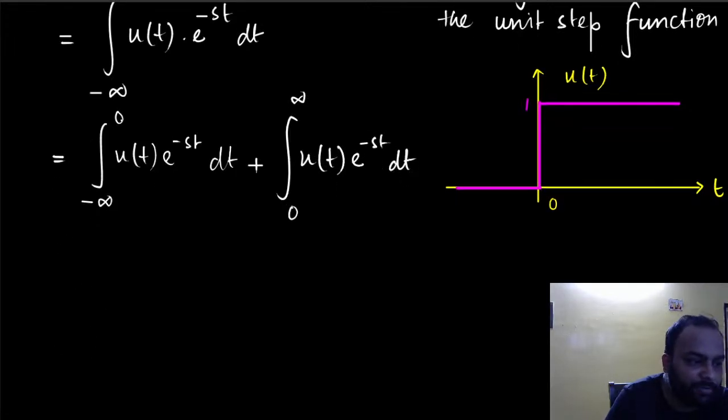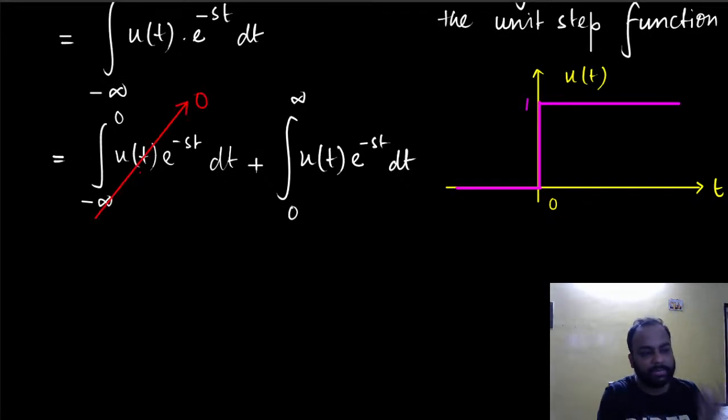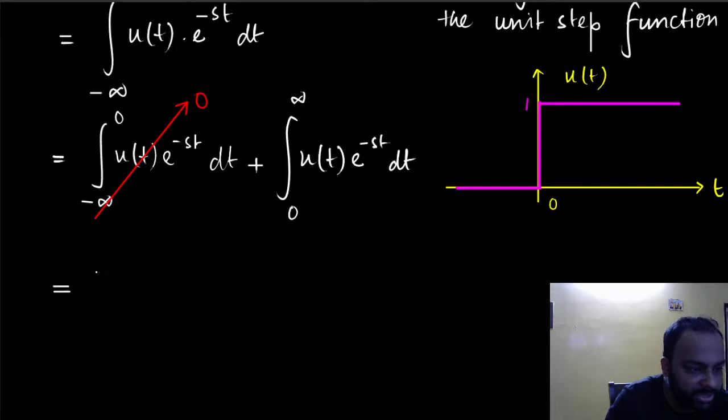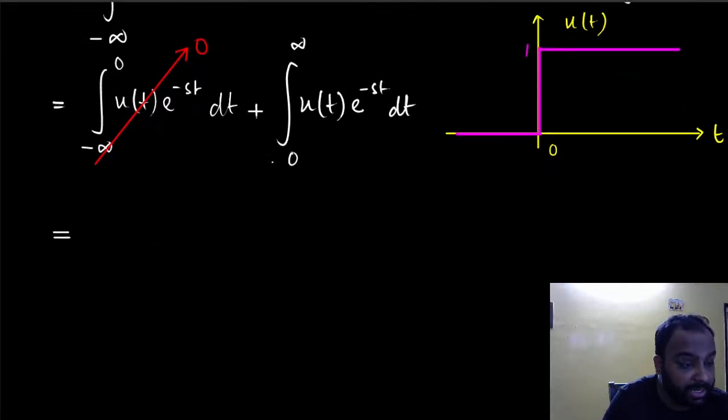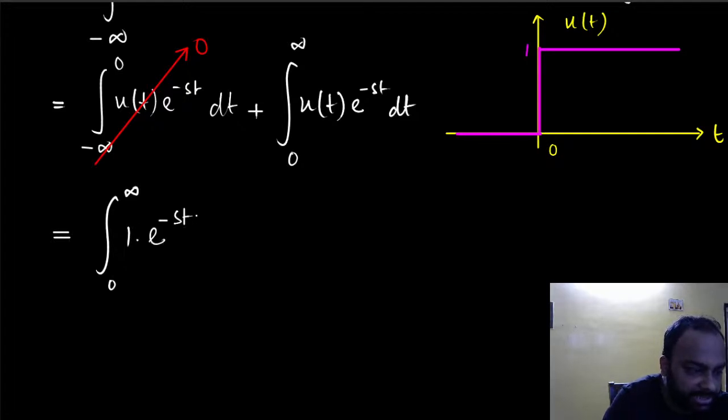And for this portion, this is going to be equal to 0, because within these limits, when t is negative, u(t) is 0, and because of that it's 0, right? So only this one will exist, and this u(t) within these limits would be equal to 1. So essentially this part of the integral is 0 to infinity of 1 times e to the power minus st dt, right?